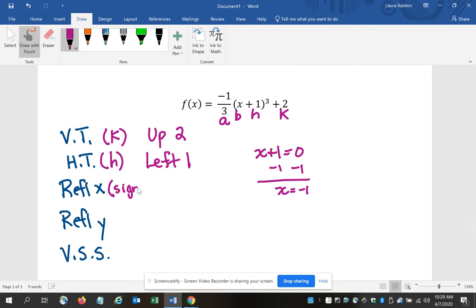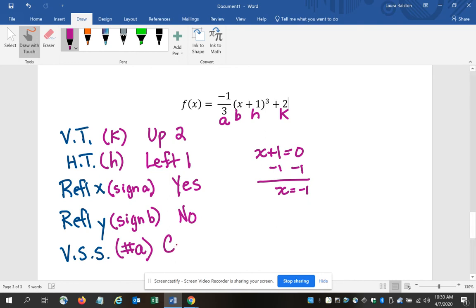Reflection on X is determined by the sign of A. A is negative, so there is a reflection on X. Sign of B determines the reflection on Y. B is positive, so there's no reflection on Y. Vertical stretch or shrink is determined by the numeric value of A. A is 1/3, which is less than 1, so there is a compression or a shrink.